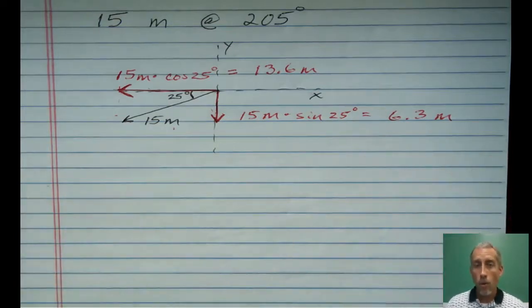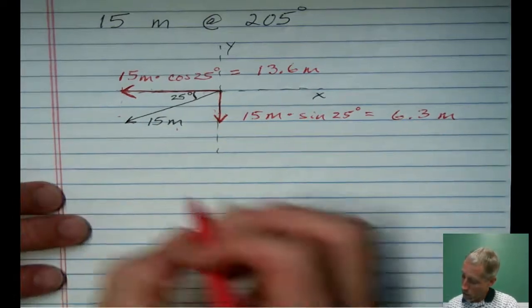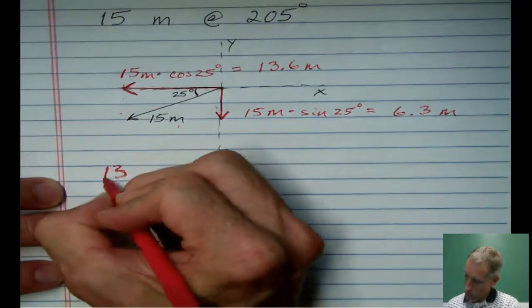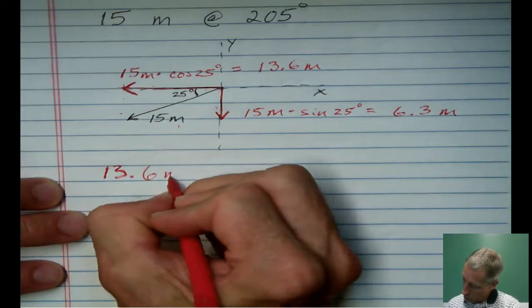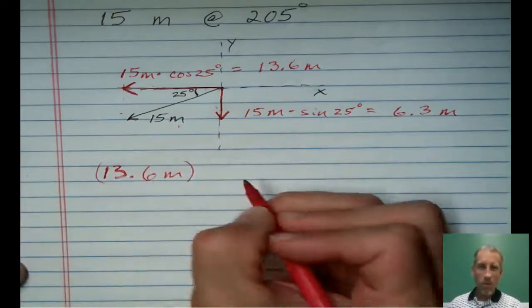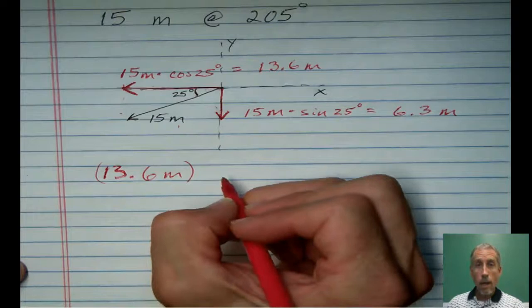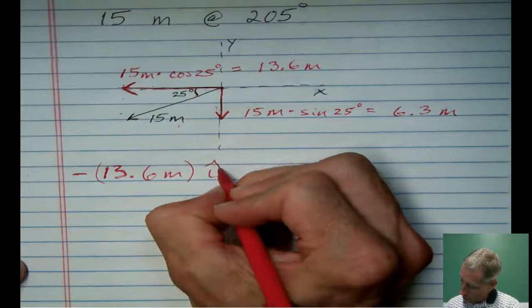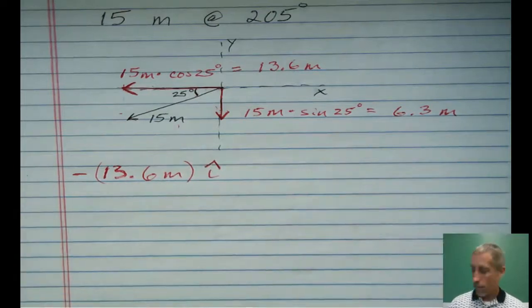And so what we do is we summarize in the negative x direction as negative i hat. And I'll show you how we write that. And in the y direction, we call that the j hat direction. So here's how we would write another name for this vector. We would say 13.6 meters, and I like to put that in parentheses, and it's in the negative x direction, so we put negative and then i hat. It's i with like a little hat on top.